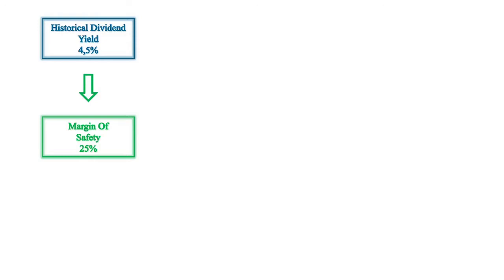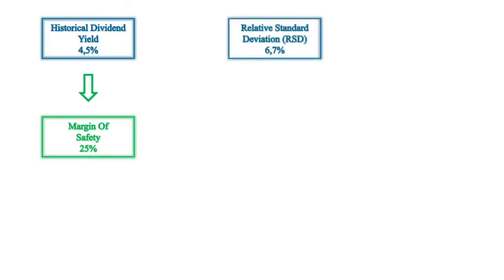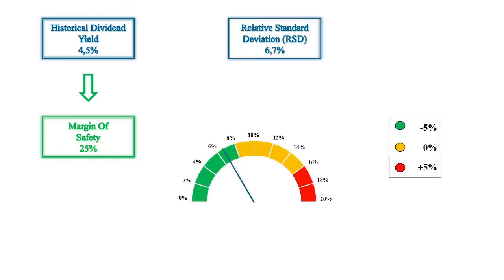A high relative standard deviation would heighten my risk to invest at a bad timing. As said earlier, the relative standard deviation for Verizon is 6.7%. This value is in the green section of our rating scale, and therefore I subtract 5% from the margin of safety.